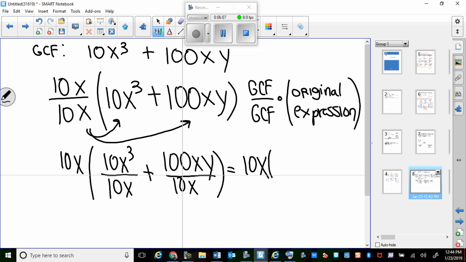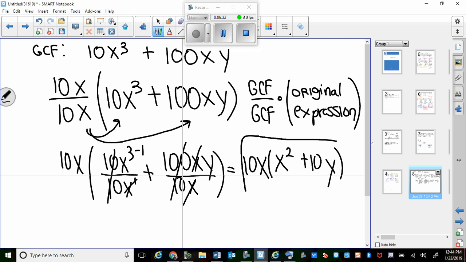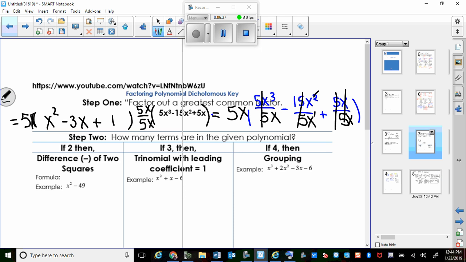This equals 10x. 10 divided by 10 is just 1. X cubed minus 1 from the bottom, I'm left with x squared on the top, plus, looking at my next term, 100 divided by 10 is 10. X divided by x goes away, and for y, I'm just left with y. And here is the factored answer for that particular polynomial. Okay? Now, that's the work that you should show for factoring the greatest common factor.